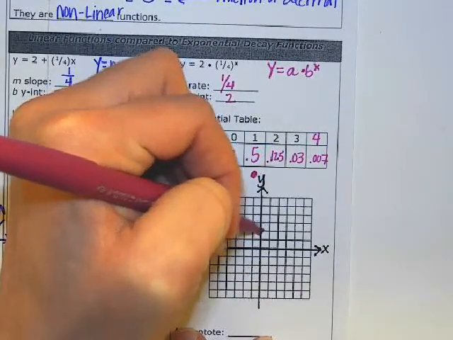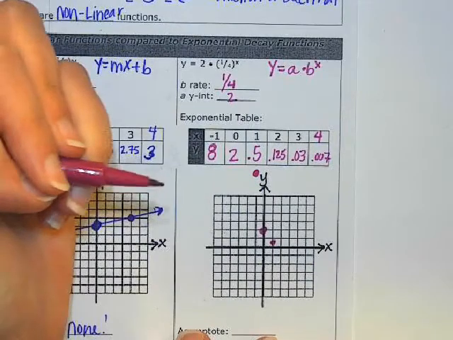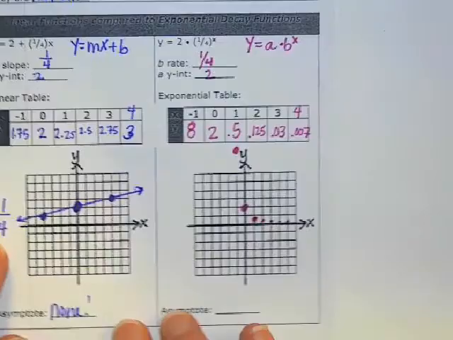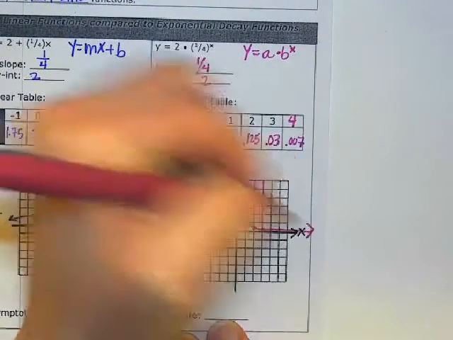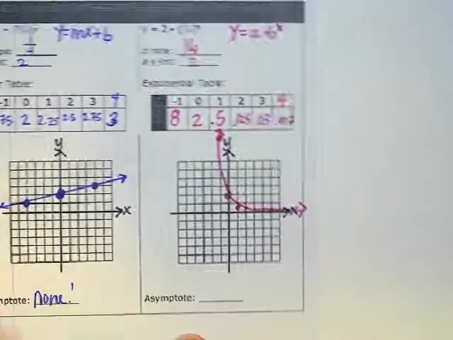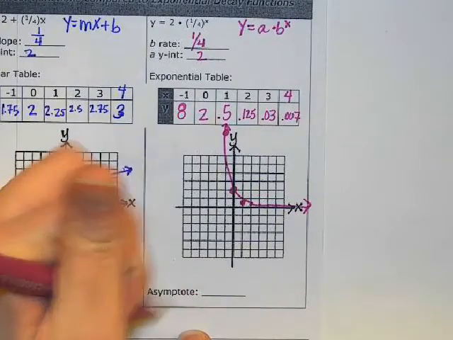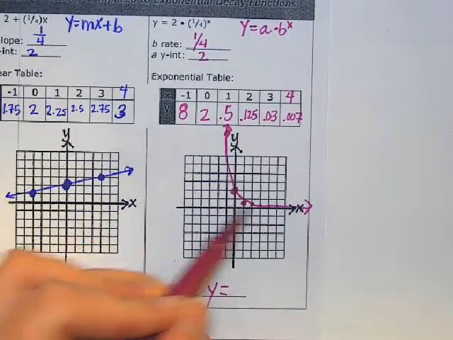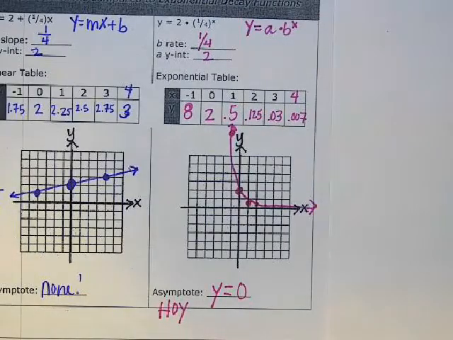0, 2. My y-intercept. 1, 0.5. 2, 0.125. And then I'm just going to get closer and closer to the line, but I'm not actually going to touch it. I'm going to draw my curvy line, but I'm not going to touch the axis because it's like a magnet. What's my asymptote? Not just 0. Remember, it's y equals, and where it approaches but never touches is 0. Any questions? Good. It's a lot of review from yesterday, or from 6B-1.